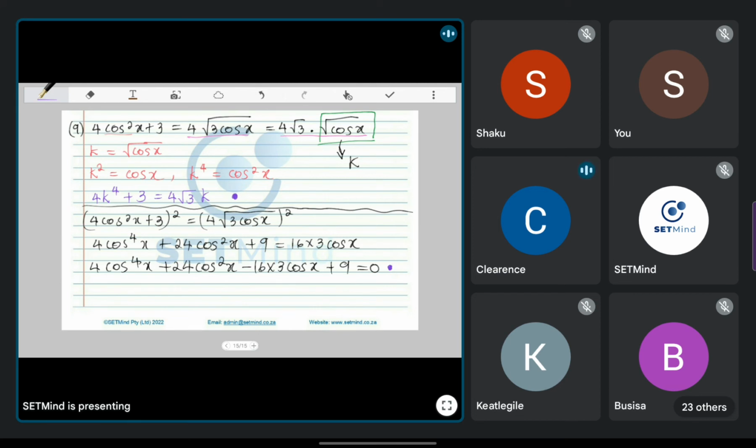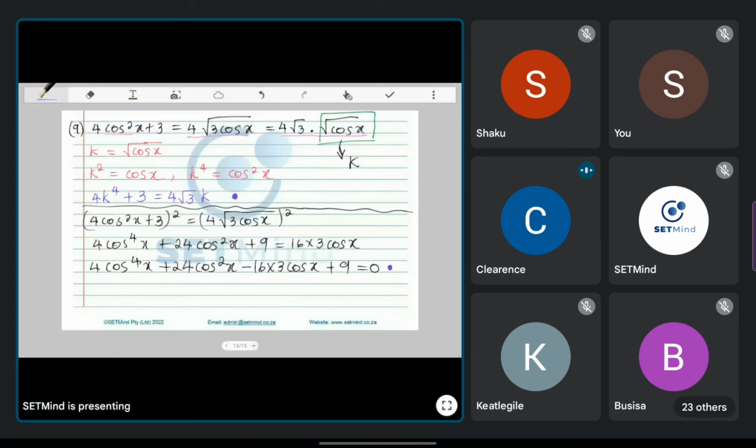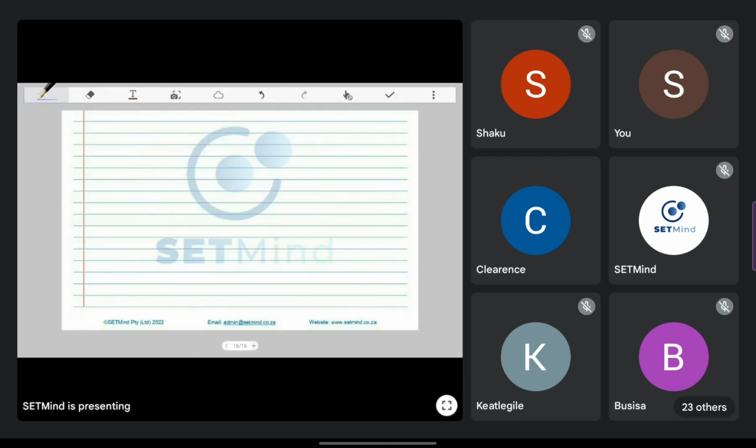Okay, so let me see. As in like 4 square root of 3 times cos x to the power 1 over 2. Okay, I think I see what you are saying. Hopefully everyone does. Okay, this is so interesting. So let me see what we had here.